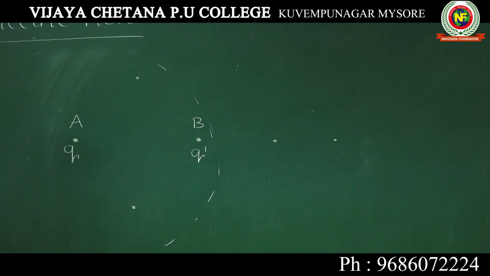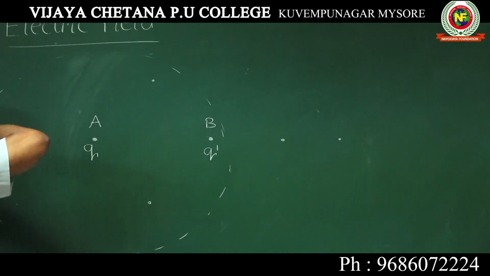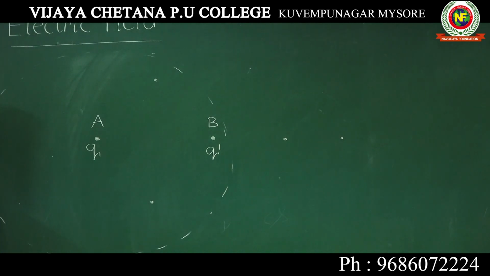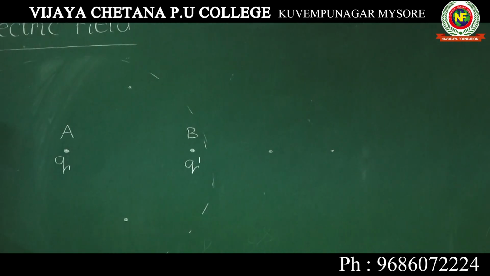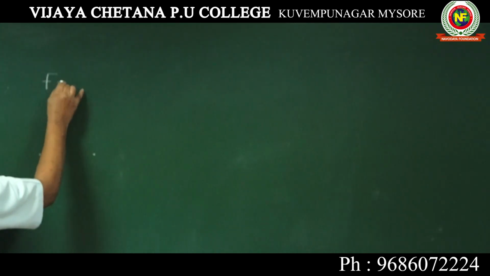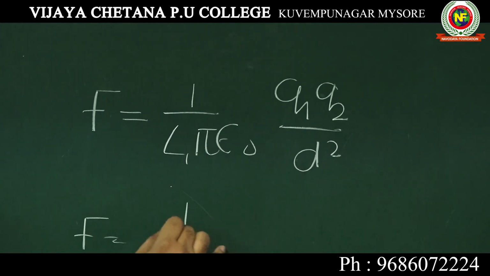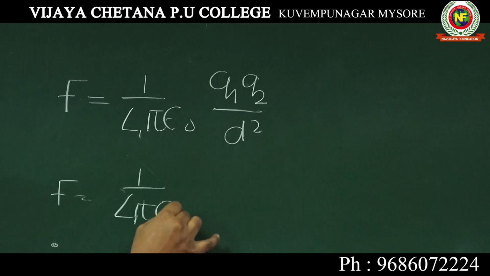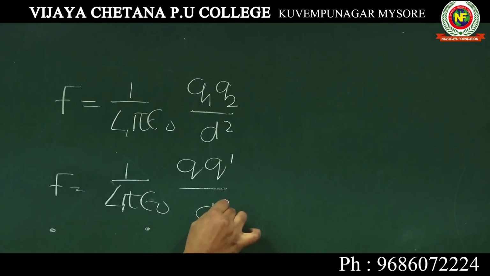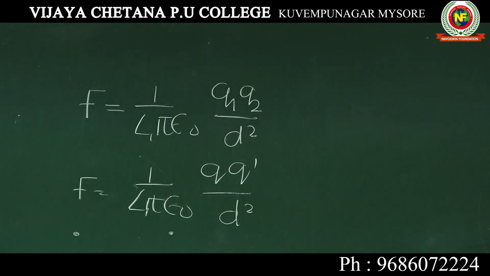Then you will get a doubt: Sir, how much area is there around this charge? You can find a very large volume of space around it. Why? We know the force between two charges. In my present situation, force is equal to 1 by 4 pi epsilon naught QQ dash divided by distance square. Isn't it? QQ dash divided by distance square.